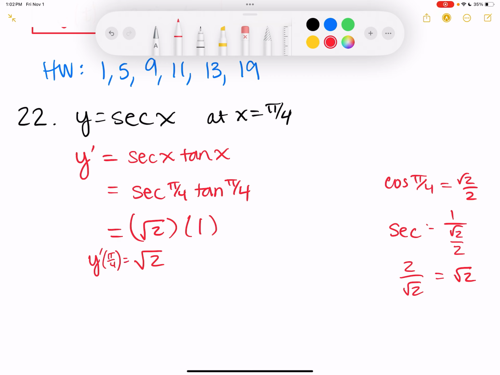So this is the slope of the tangent. So for my equation of my tangent line, I have the x coordinate, but I need the y coordinate. What's the secant of pi over 4? Root 2. Yeah. So that's the coordinate I'm using. So y minus root 2 equals root 2 times x minus pi over 4.